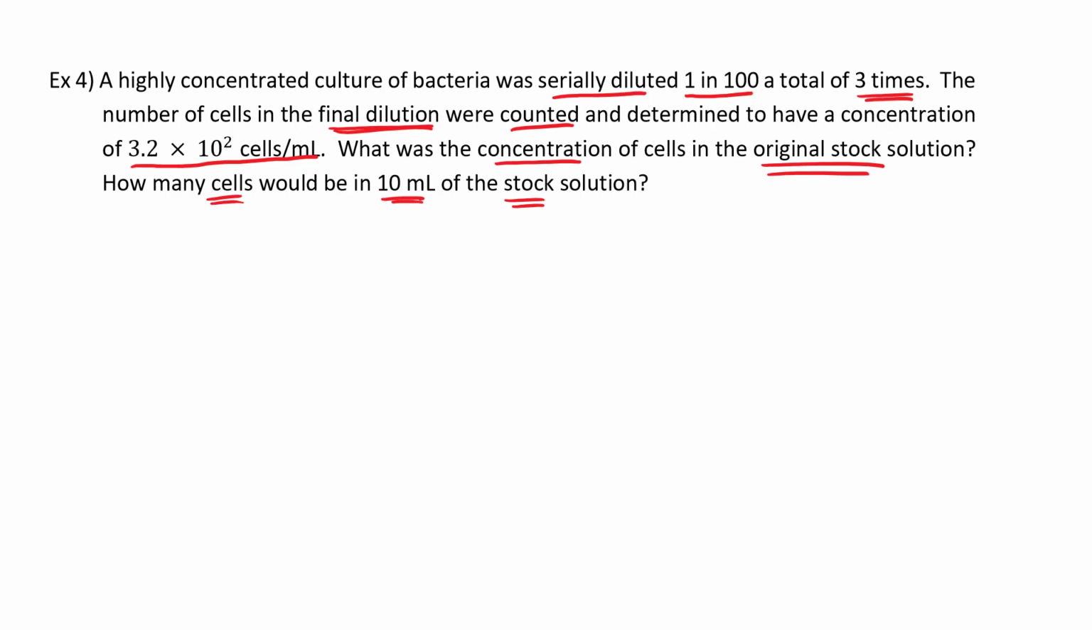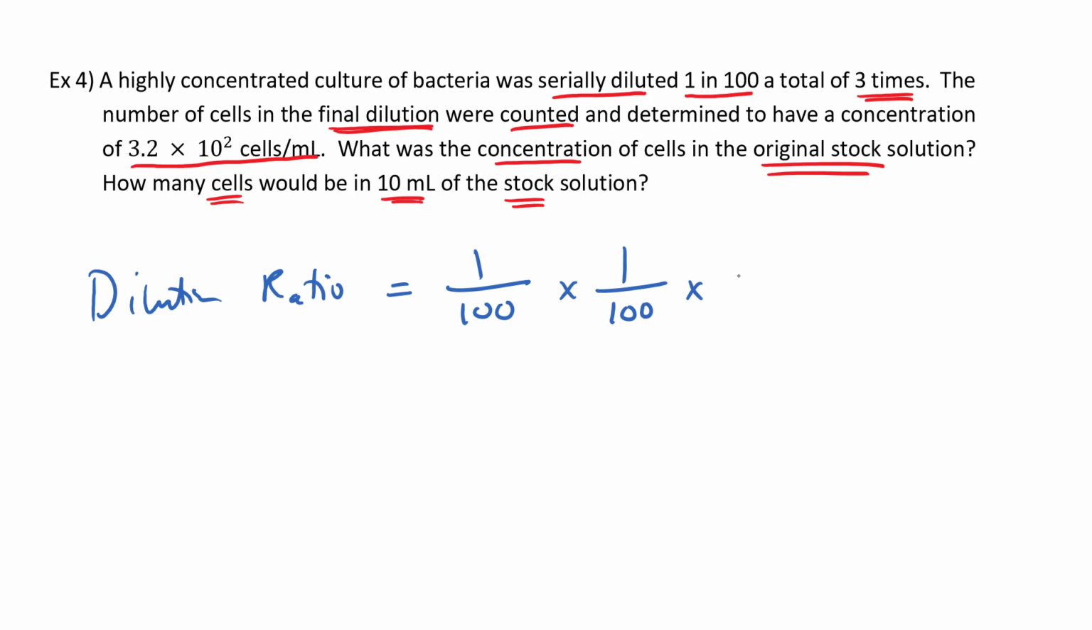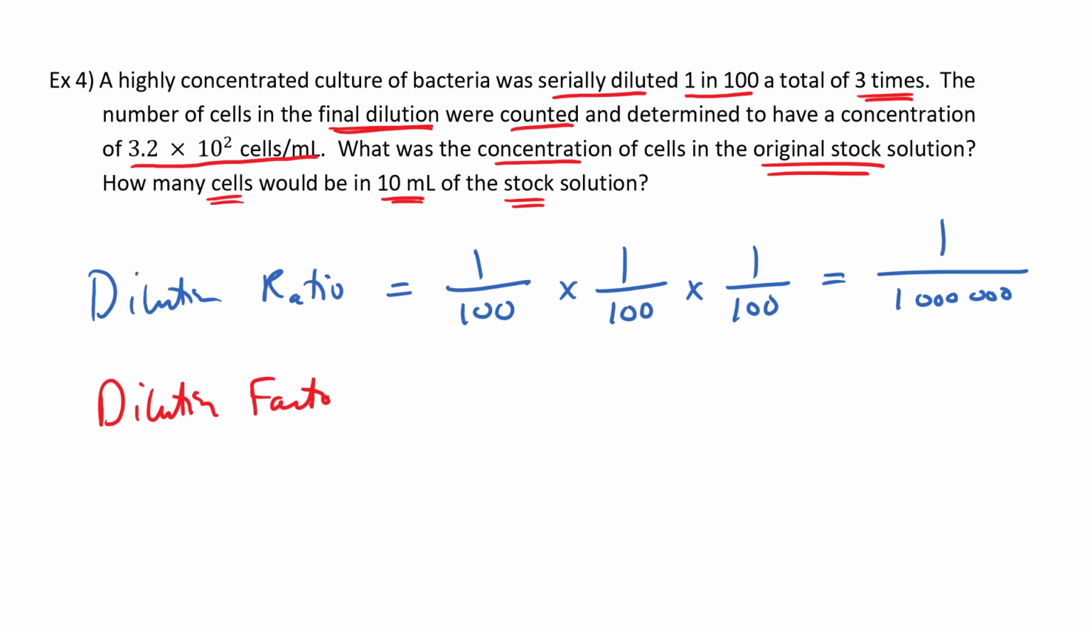Let's calculate the dilution ratio first. I'm taking all my individual dilutions and multiplying them together. This will give me 1 in 1 million again. Our dilution factor will be the reciprocal of the dilution ratio. This will be 1 million over 1. They are reciprocals.